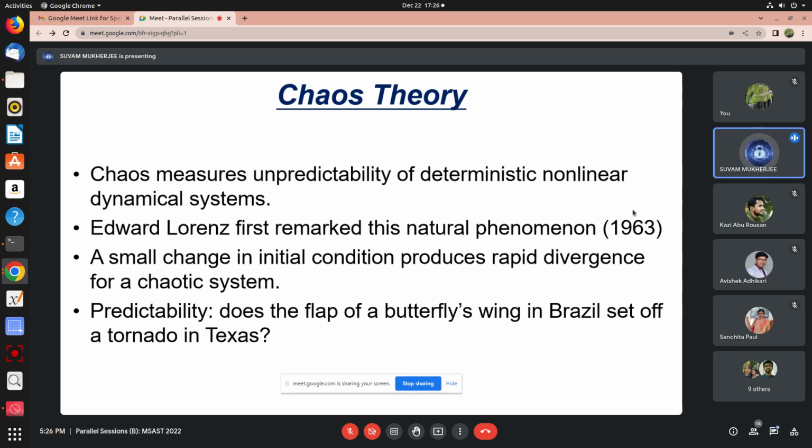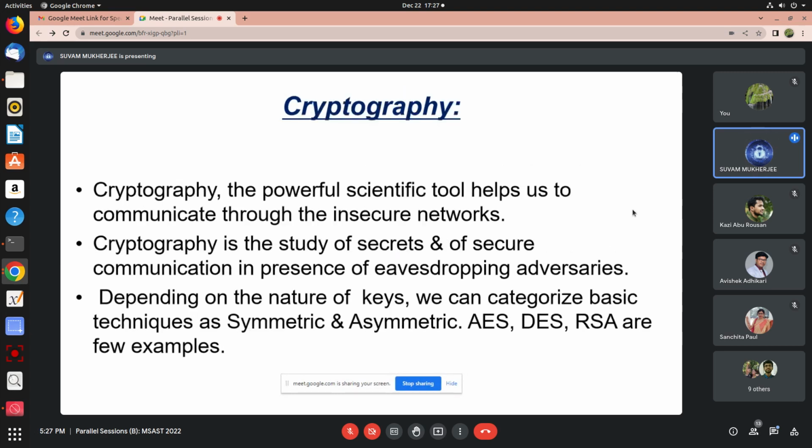So what is a chaotic system and what are its special properties? Basically, a small change in initial condition produces rapid divergence for a chaotic system. And chaos measures the unpredictability. Since my talk is based on encryption, I am trying to give a short layout of cryptography. Cryptography is a powerful tool which helps us to communicate through insecure channels. Due to the advancements of technology, we are bound to different kinds of advancements, and we can use encryption in WhatsApp chats.